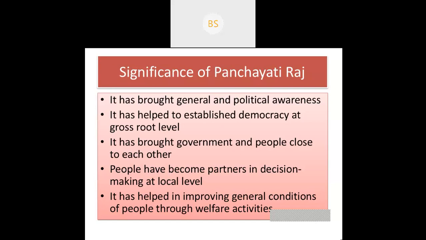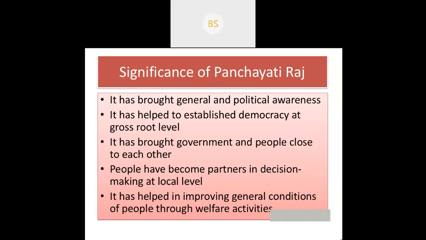Next point: it has helped in improving general conditions of the people through welfare activities. With the help of this Panchayati Raj system, people started improving their standard of living. They started getting all the facilities provided by this system. The Panchayati Raj system started giving them welfare activities where the betterment of the people took place. For example, they provided free facilities. At the village level, they give free education to primary students.